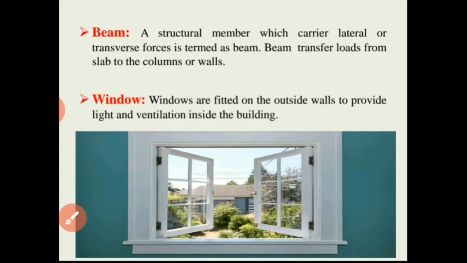Next is window. This is the figure of a window. First of all, what is a window? The window is an opening made in a wall of a building. Windows are fitted on the outside wall to provide proper ventilation and lighting for a building.